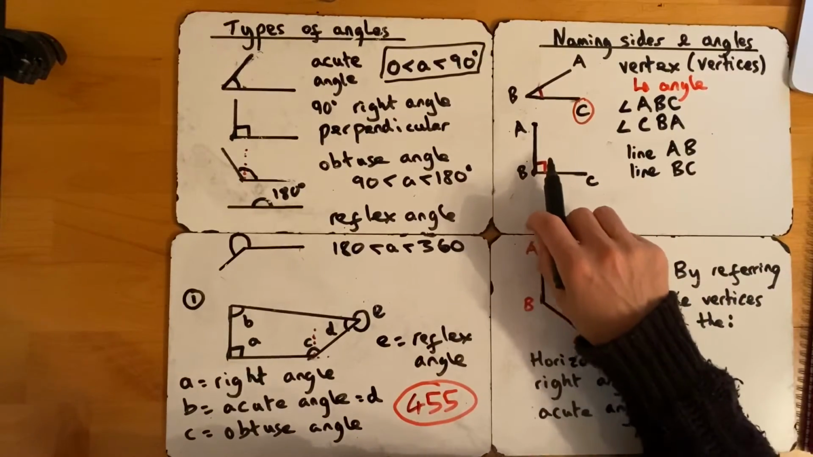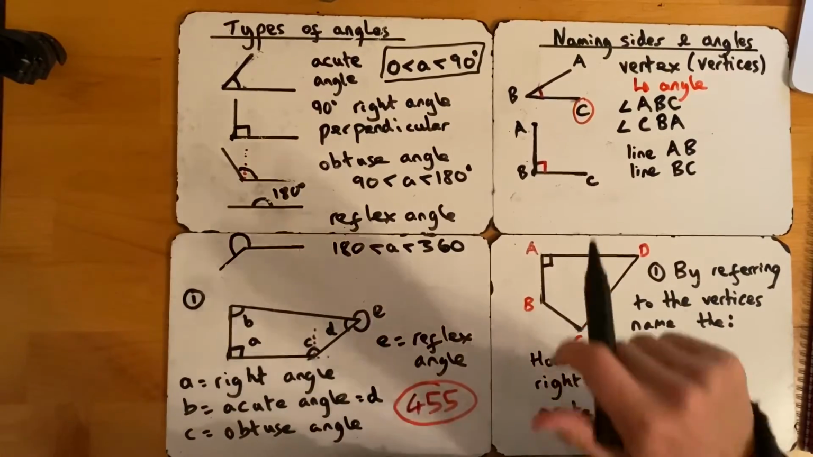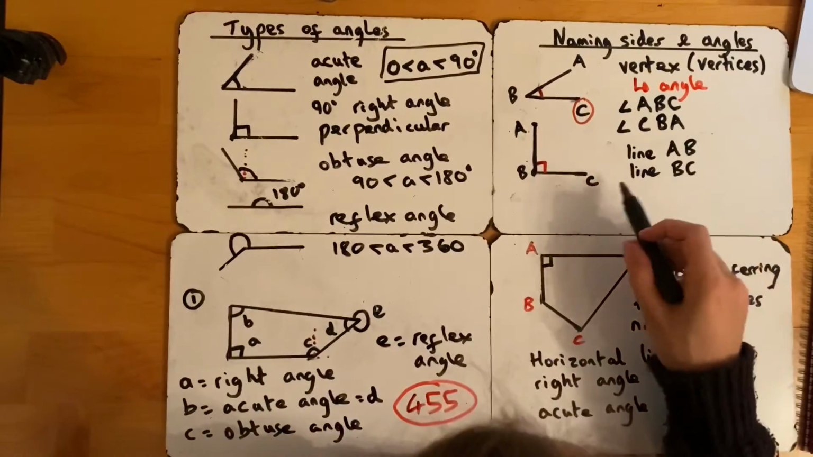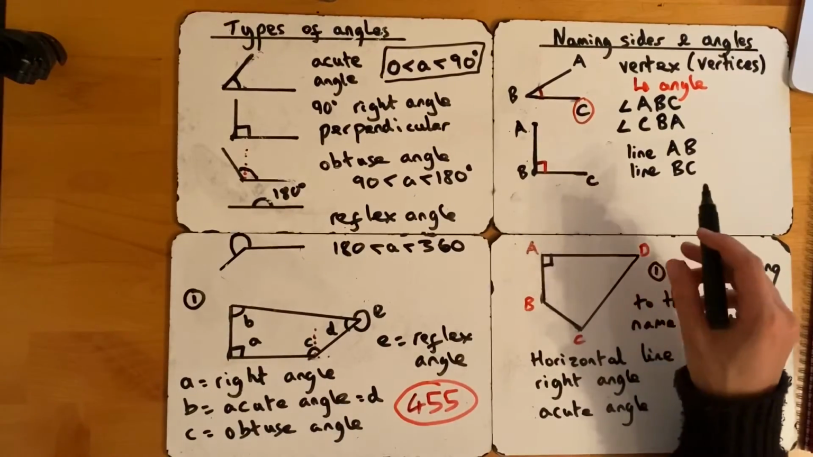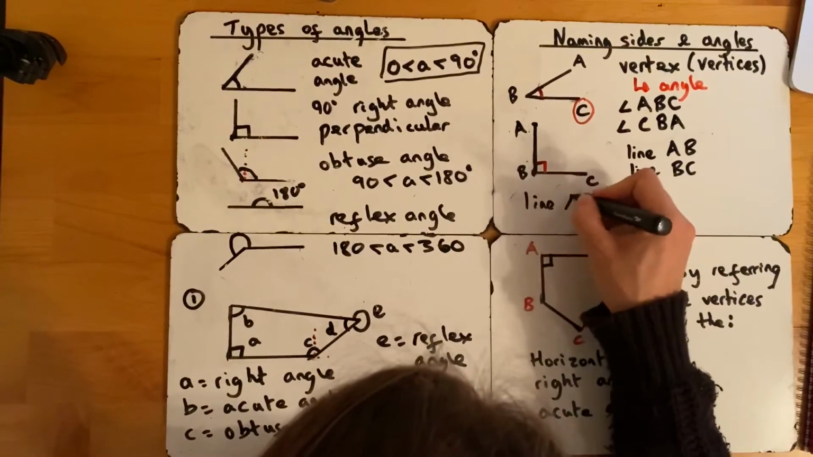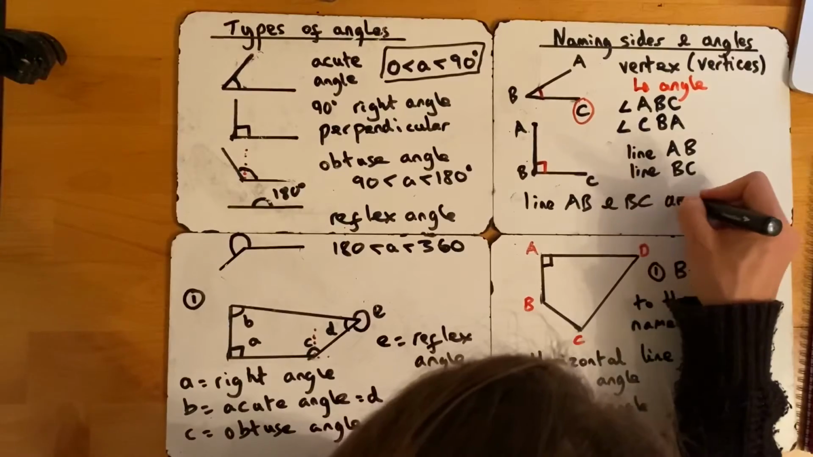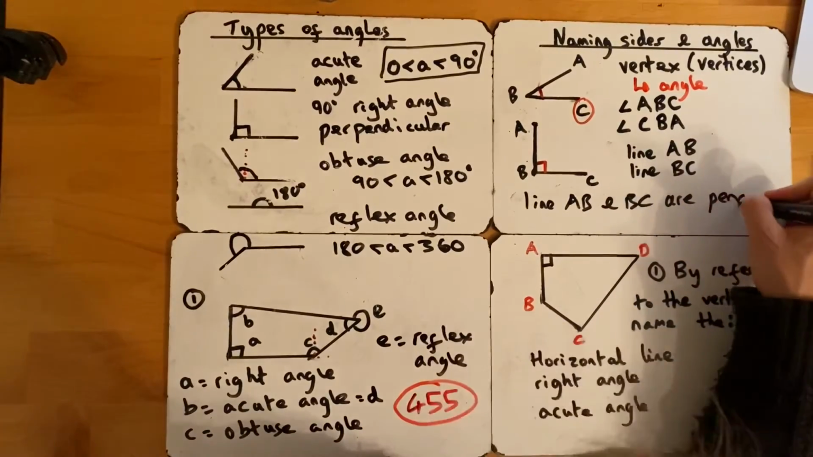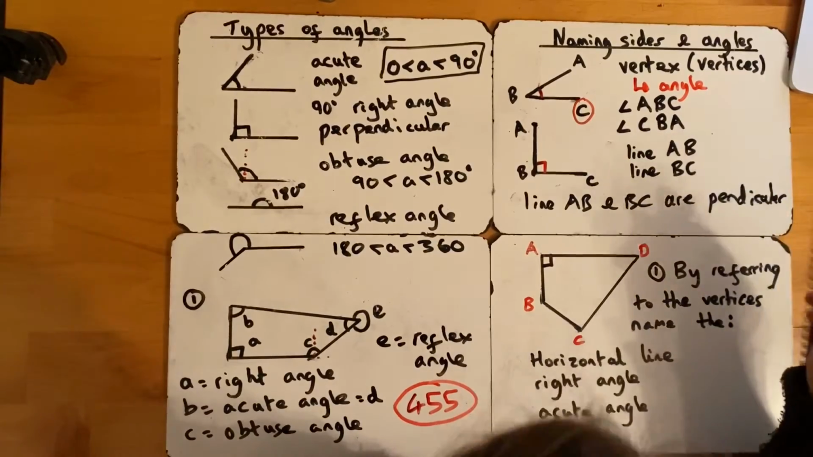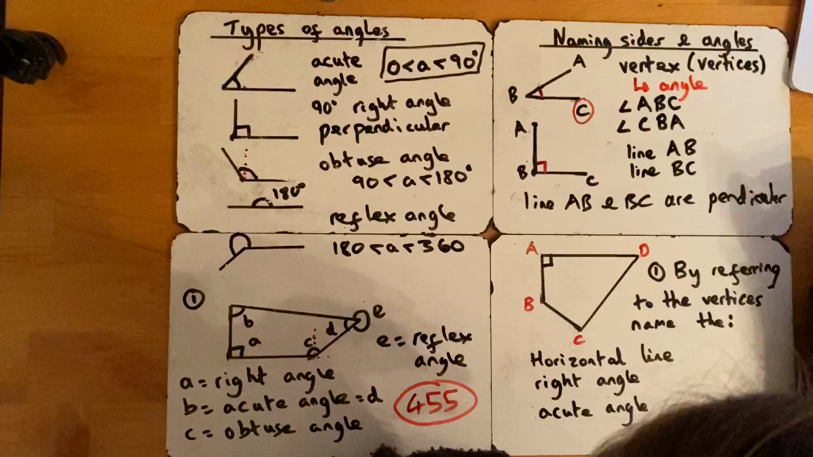Now, as you can see, with this little red square here, they're at 90 degrees, so they're right angled. And if they're right angled, you can say these two lines are perpendicular. So you can say line AB and BC are perpendicular.